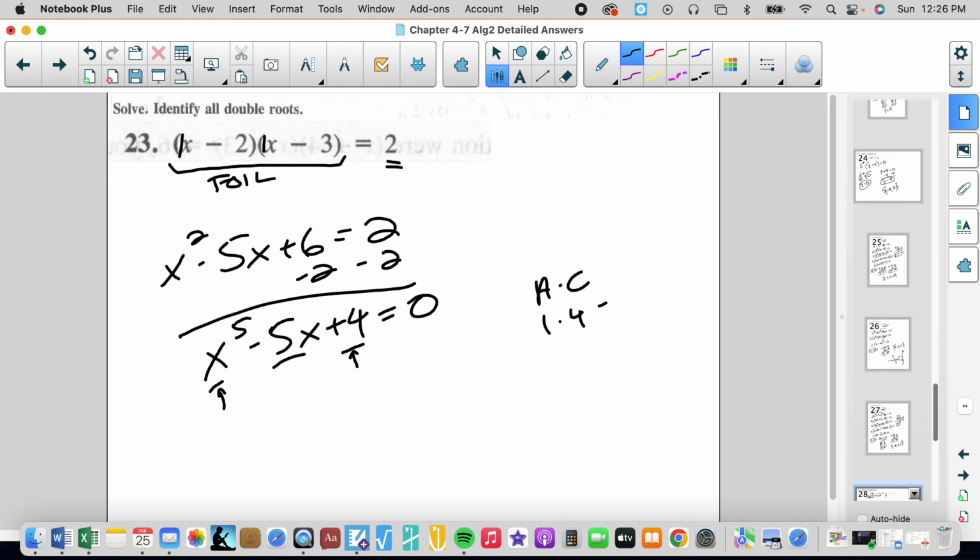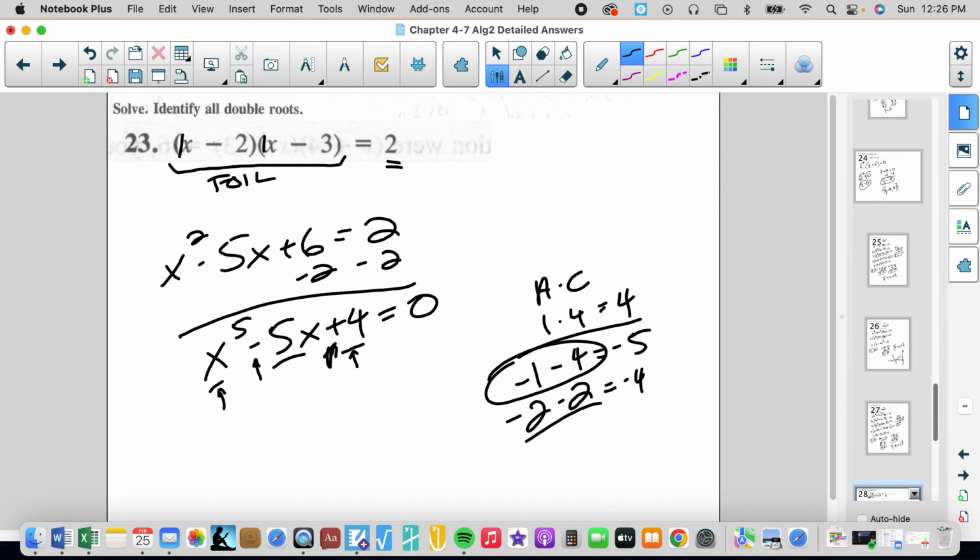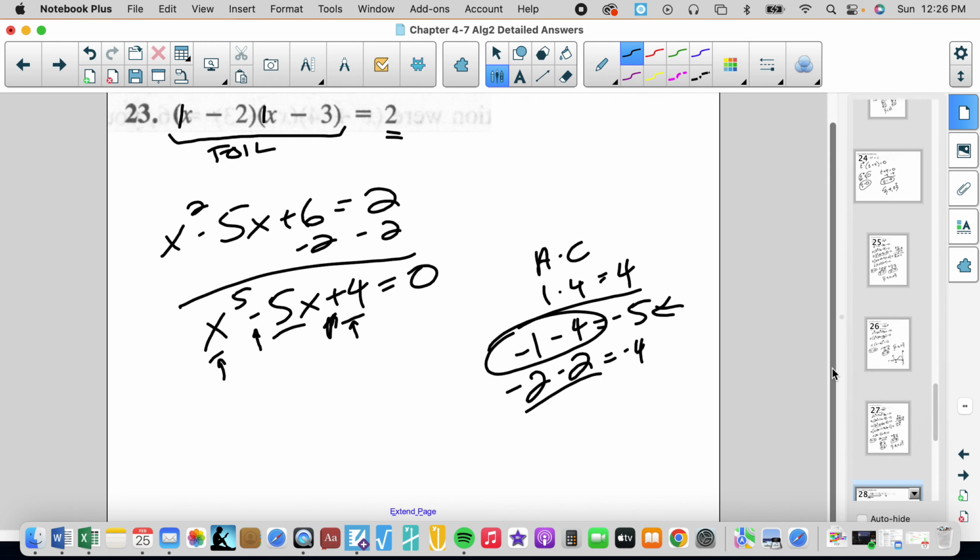1 times 4 is 4. Factors of 4 are 1 and 4, 2 and 2. Signs are the same, and they're both negative. That's how we got our negative 5. That would have been our binomial square because of the same 2 factors. But this is my middle.